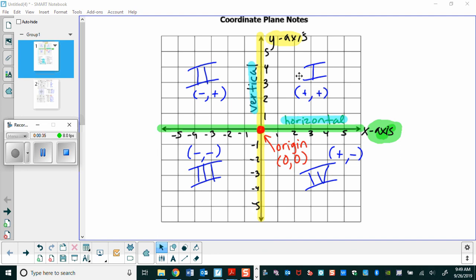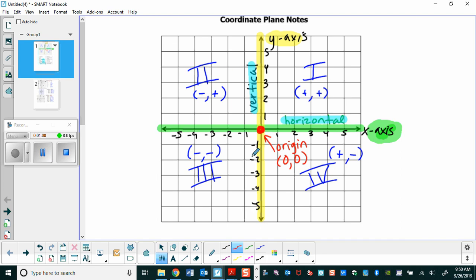Now, we have this first quadrant, which consists of positive and positive coordinates. And what I mean by that is you would have to move over on the x-axis positive and up on the y-axis positive to land in this quadrant. Now, to land in quadrant 2, you'd have to move back into the negatives first and then up on the positives.